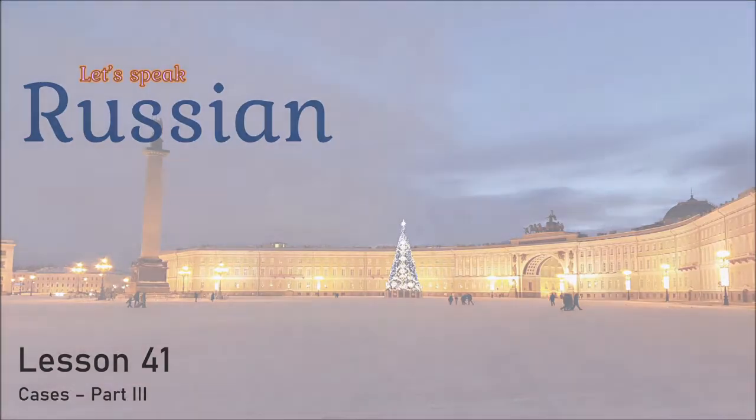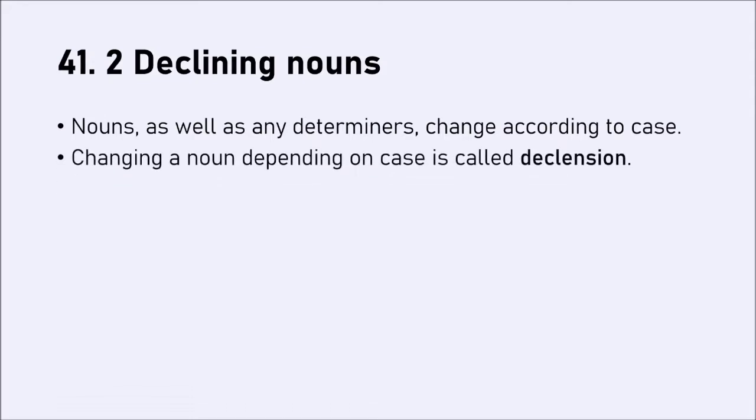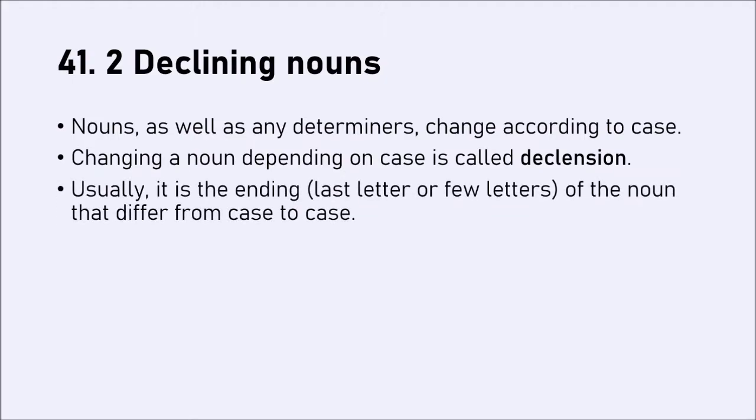So first of all, in relation to declining nouns, just as a bit of a reminder, a few bits of information. As you know, case affects nouns and any of their determiners. So that's adjectives, personal pronouns, but not adverbs and not verbs. Changing a noun depending on case is called declension. This is the idea of transforming this noun in some way so that then we know that it is in a certain case. Usually we change the ending, so that's the last letter or the last few letters of the noun. They are the ones that differ from case to case.